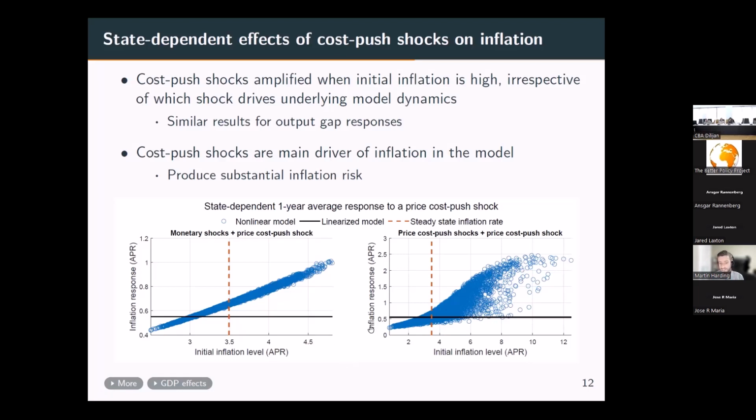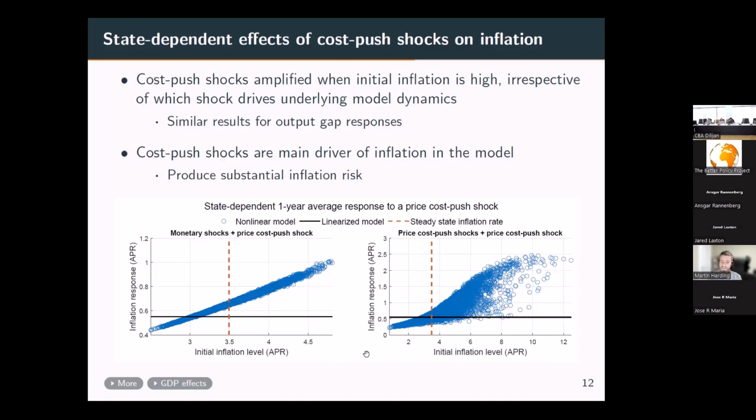Now, what is more interesting is what happens on the right here. On the right, we have the same exercise, but when the underlying force for inflation dynamics is the price cost push shock, instead of the monetary shock. And on top of this, we're adding an additional price cost push shock at each point in time during the simulations. So what you see here as the main difference is that, look at the variation in the x-axis in this chart. We see that inflation varies much more when the underlying driver is a cost push shock as compared to a monetary shock, okay?